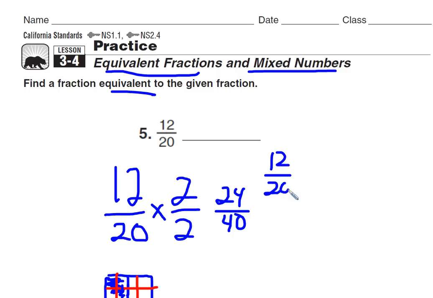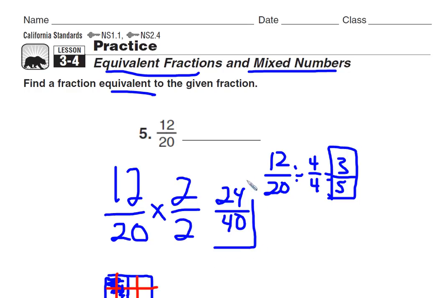So 12/20ths. If you can simplify the fraction, you can say, what can both 12 and 20 be divided by evenly? Preferably the greatest common divisor. Look for a divisor of 12 and a divisor of 20. Well, they both can be divided by 2, but they can also be divided by 4, and that's going to give me my simplest terms. 12 divided by 4 is 3. 20 divided by 4 is 5. Well, I've just written 2 equivalent fractions. You only had to write 1.